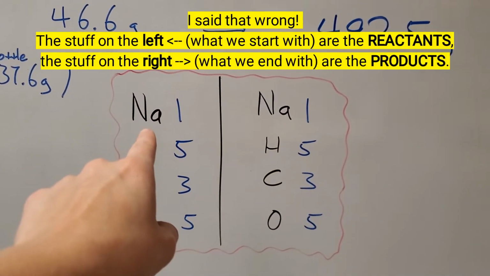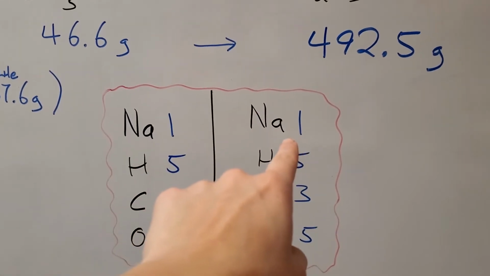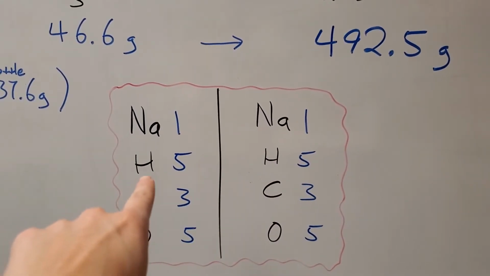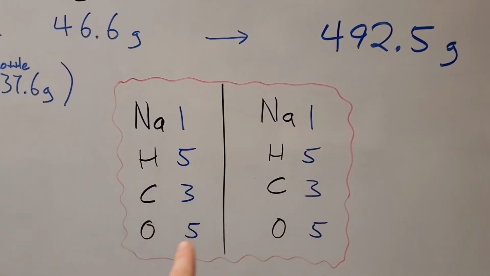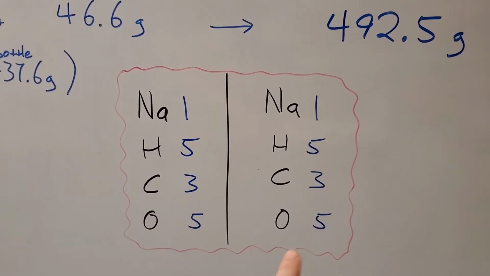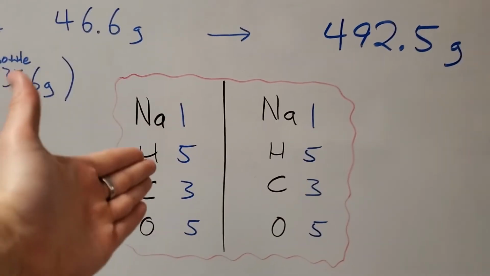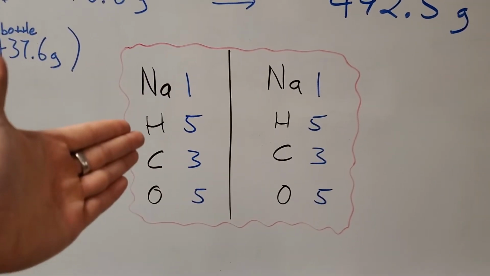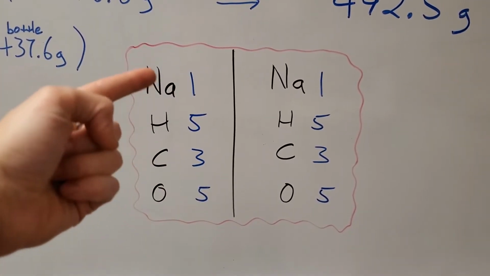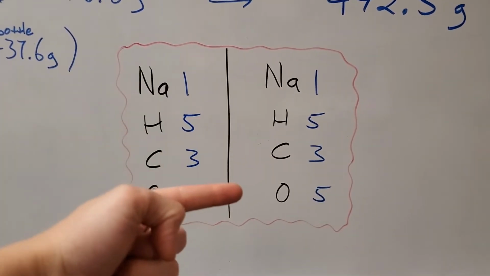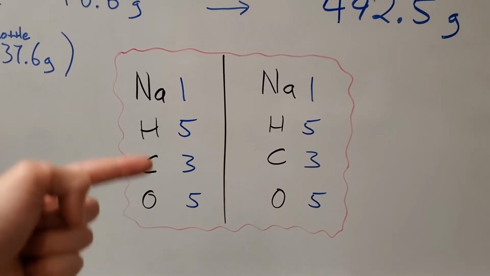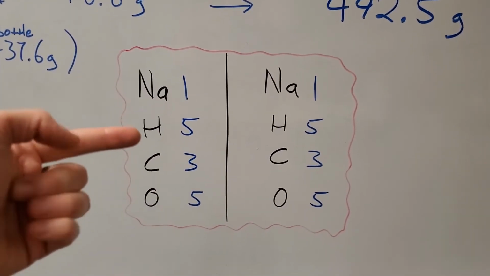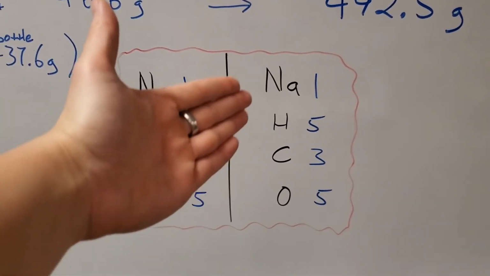We start with 1 sodium and end with 1 sodium. We start with 5 hydrogens and end with 5 hydrogens. Start with 3 carbons, end with 3 carbons, start with 5 oxygens, end with 5 oxygens. This is really important. This is called the law of conservation of mass, and it basically says that whatever you start with, you have to end with. You can't just make more sodiums out of thin air. You can't just make more anything out of thin air. Whatever atoms you start with, you have to end with.